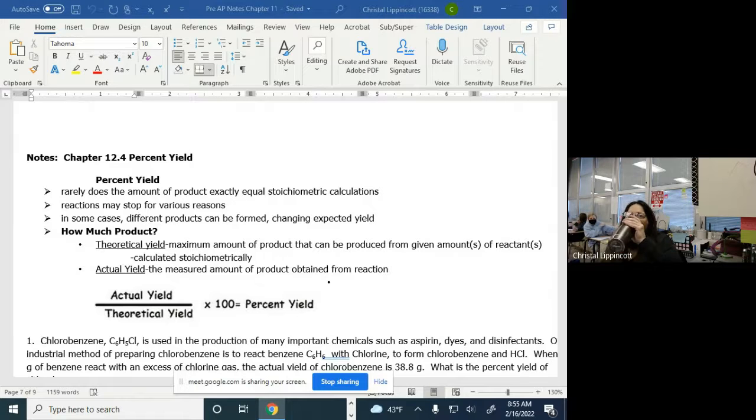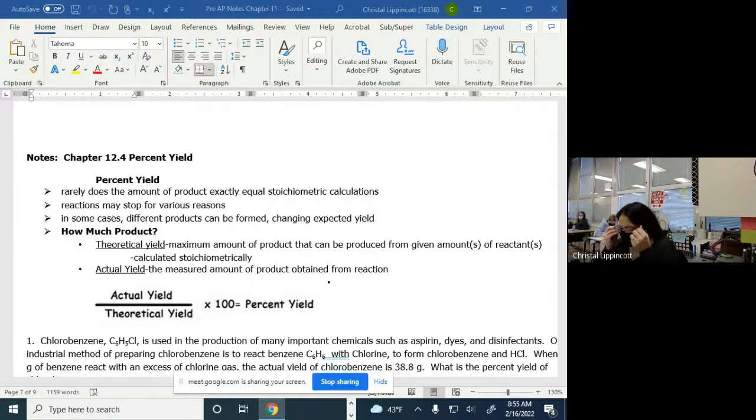Is the percent error calculation theoretical minus experimental? No, it doesn't matter because it's absolute value. Oh yeah. Okay, but then theoretical goes on bottom. Yeah. Okay. All right, here we go.